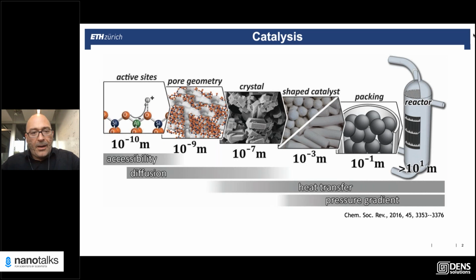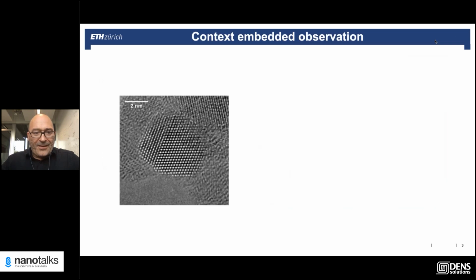But there are also processes that actually involve larger scales, like catalytic reactors where heat and mass have to be transported. So it's really a multi-scale phenomenon and not easy to understand. And we're trying to attack this problem with electron microscopy. Now, a word on electron microscopes. The modern electron microscopes, the TEMs, are nearly perfect instruments.